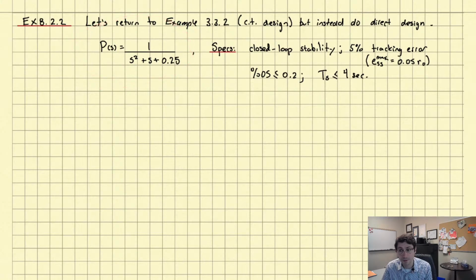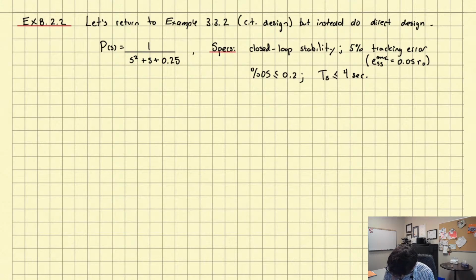The specs are closed loop stability, goes without saying, but I said it anyway. We want 5% step tracking error, so the maximum allowable error is 5% the size of the step. Overshoot less than 20%, and settling time less than or equal to 4 seconds. Okay, and we're just going to go through the steps of doing a direct design. Right, so let's do that.